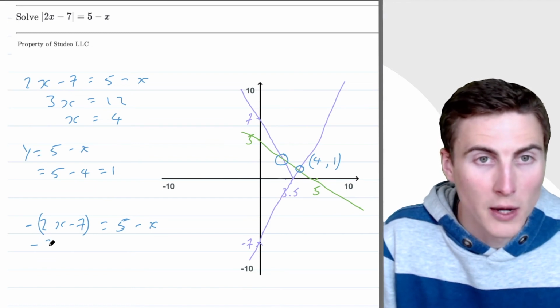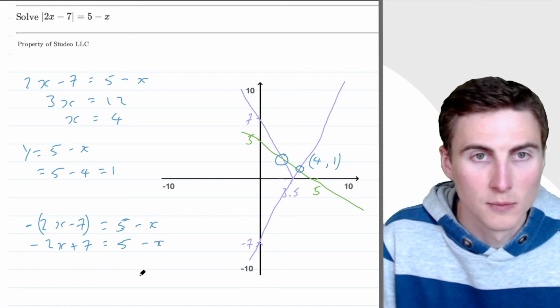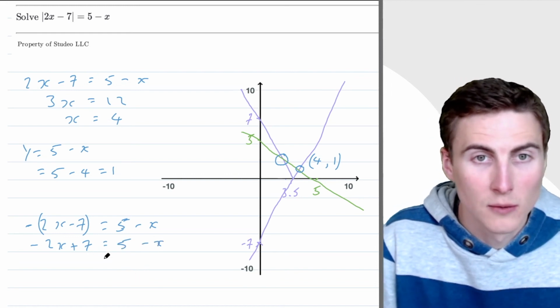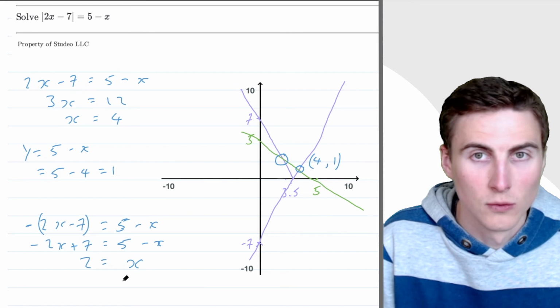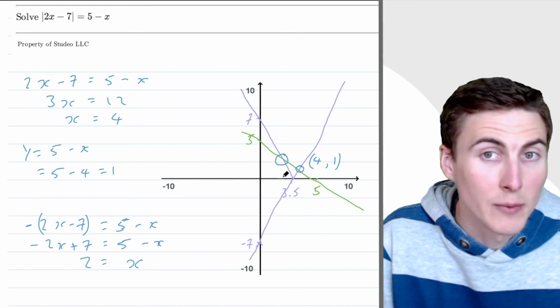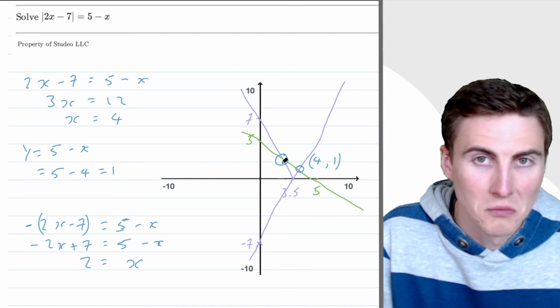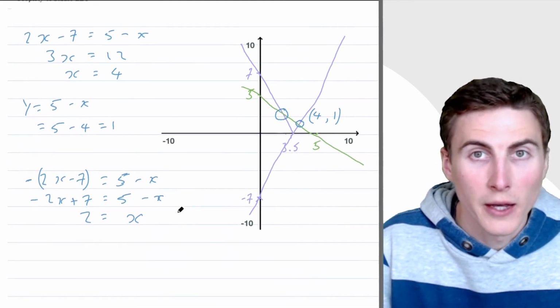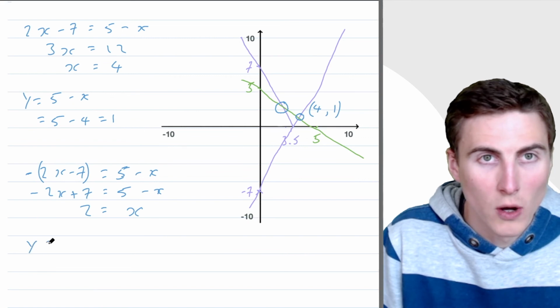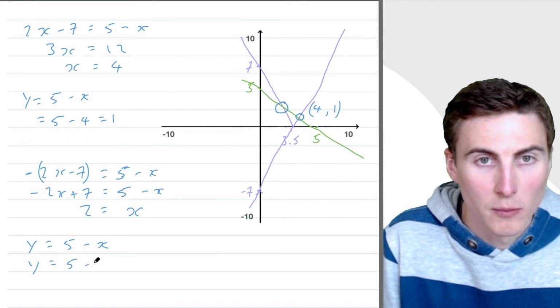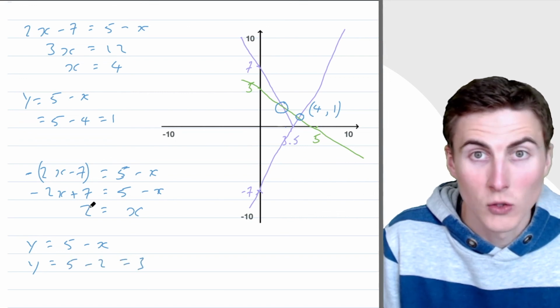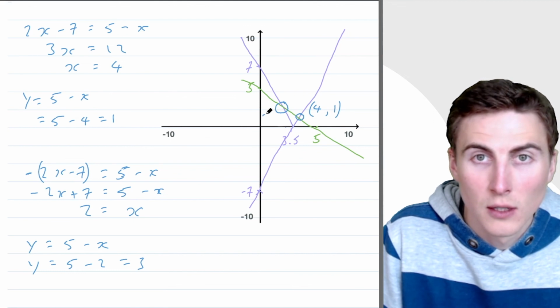If we expand this, that's going to be minus 2x plus 7 equals 5 minus x. Then I'm going to add 2x to both sides so that I get an x on the right, and take away 5 from both sides so that I get 2. So 2 equals x. Again, that makes sense. This is 3.5, so this is around about 2. Then we can plug that in. If y equals 5 minus x, then y will equal 5 minus 2, which is 3. So we get 2 and 3. This point here is 2, 3.